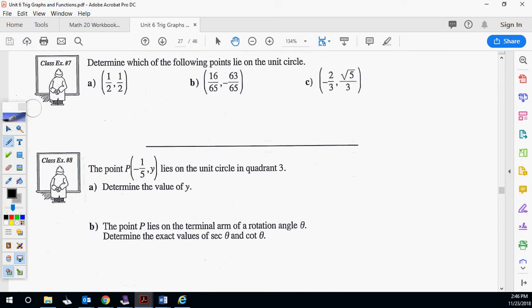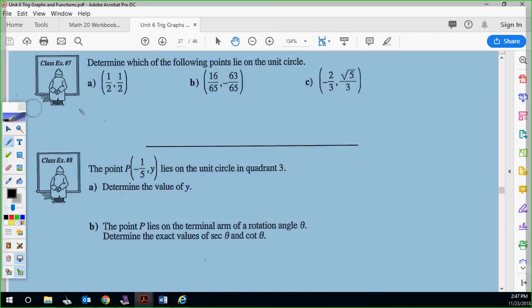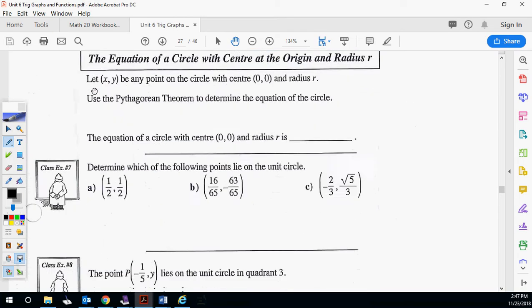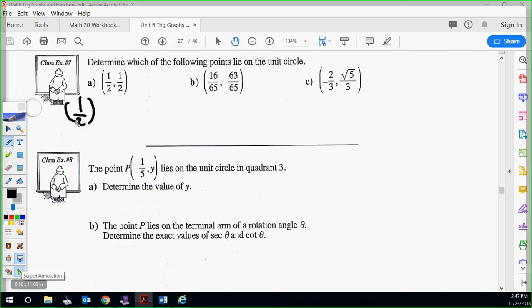But anyway, determine which of the following points lie on a unit circle. The reason I told you that is we can figure out if our point lies on the circle, because if it does, then the x coordinate squared plus the y coordinate squared should equal 1. We know that if it's on the unit circle. So with that, we're simply going to go 1/2 squared plus 1/2 squared equals 1, question mark. So we'll see if it does.